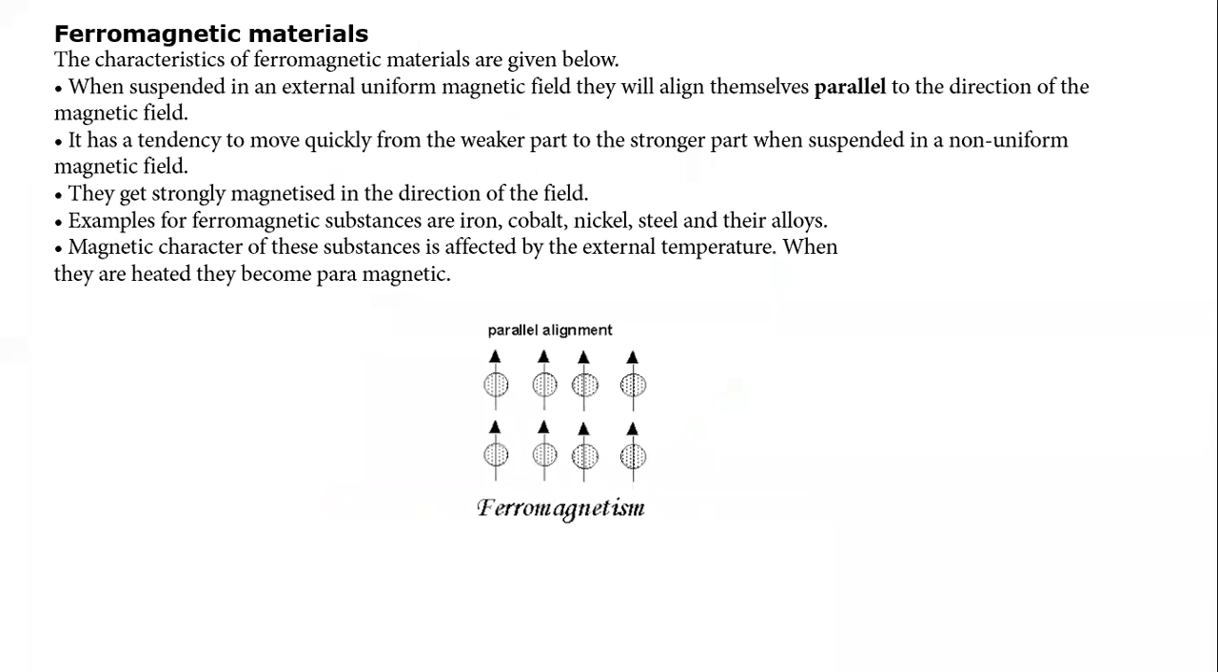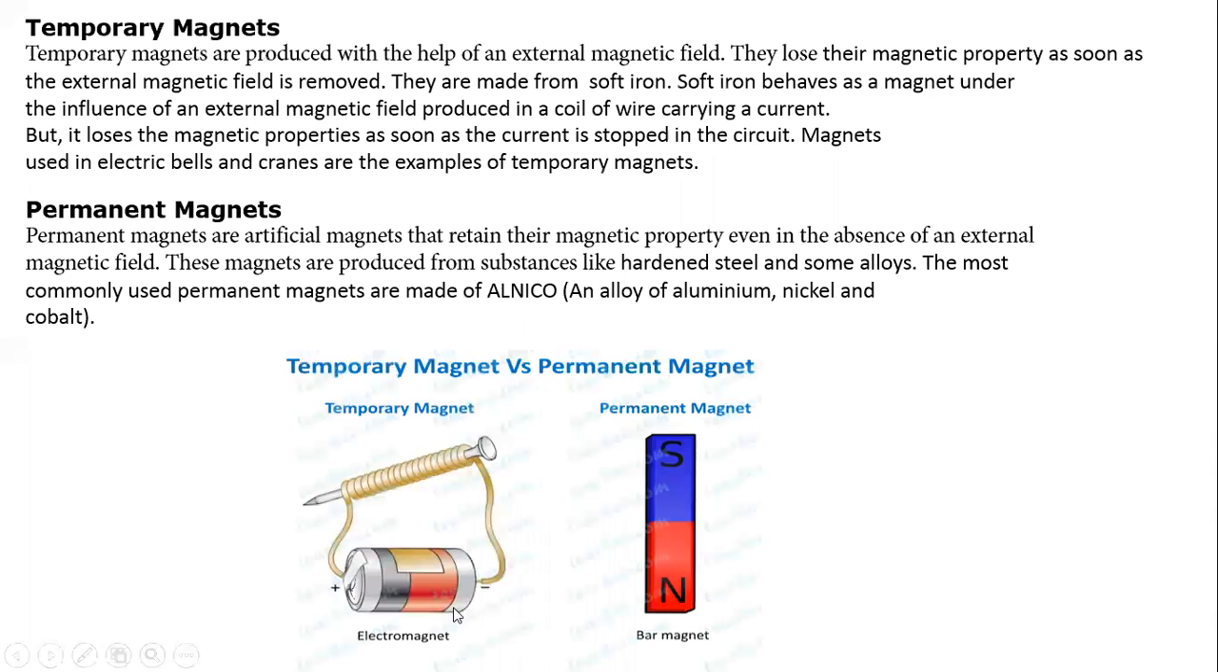Yes, sir. Okay, where are we using temporary magnets? Electrical bell and cranes. Good. Current. Okay, good. So let me go to the next one. These are a good example for the temporary magnet and a permanent magnet.